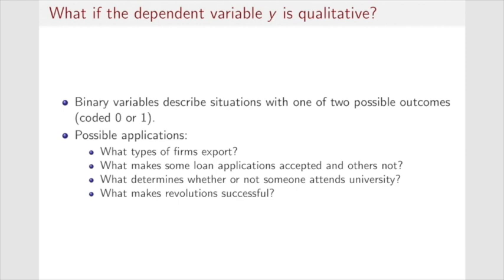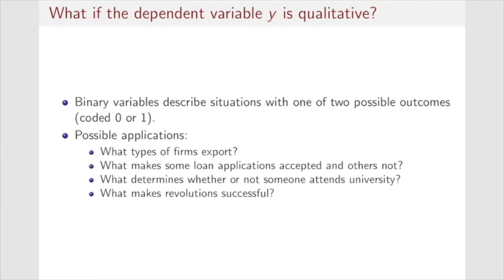There are two possible outcomes for these dependent variables. We only observe whether a firm exported or not, whether a loan was denied or approved, whether a person went to the university or not, and whether a revolution succeeded or not. How does the linear regression model change if now the dependent variable y is binary?